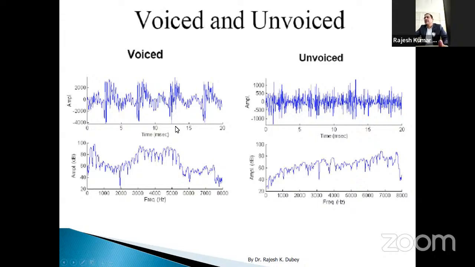The complete speech signal is divided into two parts. The voiced part, which is quasi-periodic, high magnitude, high energy. The unvoiced part, low magnitude, high frequency signal, or you can say noise. From the digital signal processing point of view, our speech signal is now divided into two parts, voiced and unvoiced. The unvoiced part is noise.